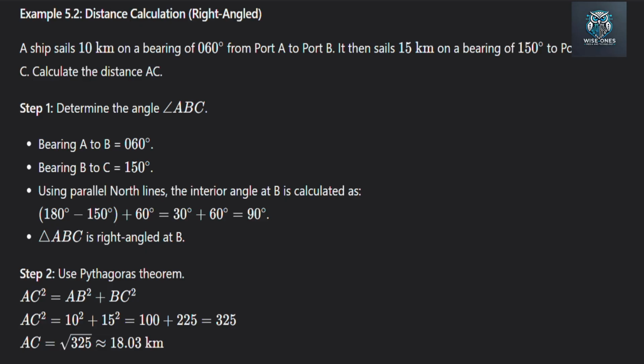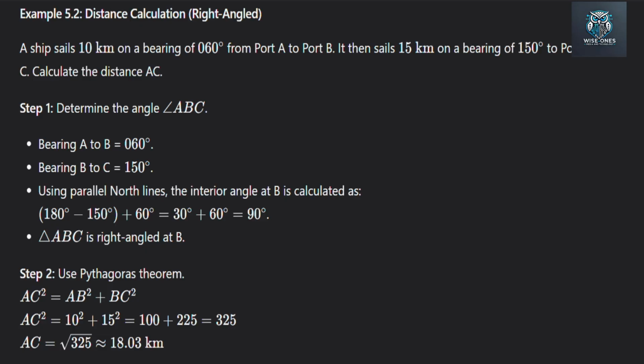Let me walk around and check your diagrams. Okay, make sure you draw north lines at A and B. Bearing A to B is 060 degrees. Bearing B to C is 150 degrees.